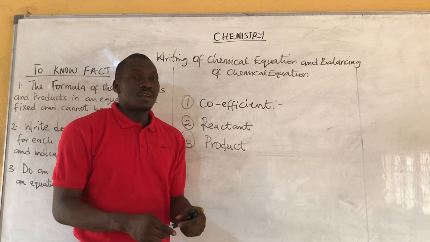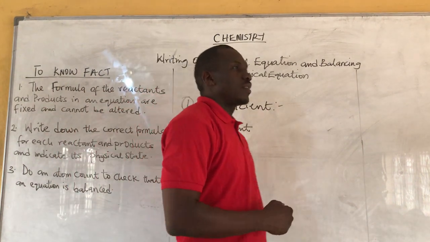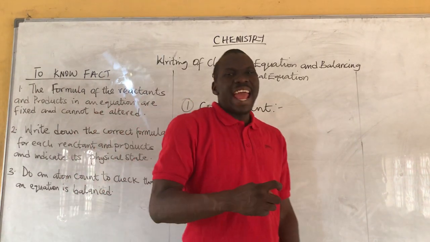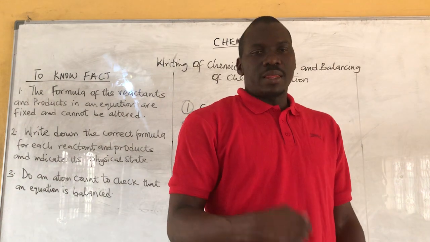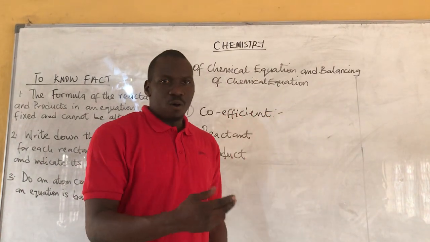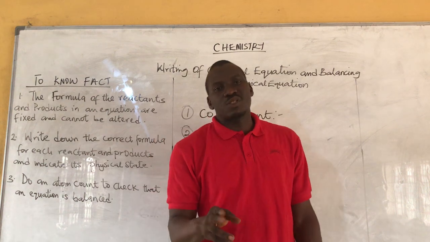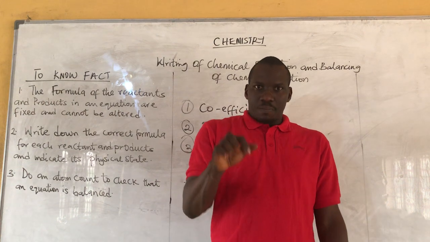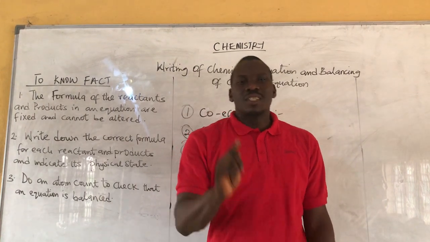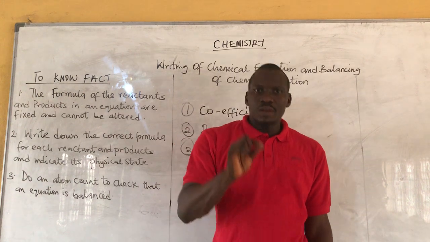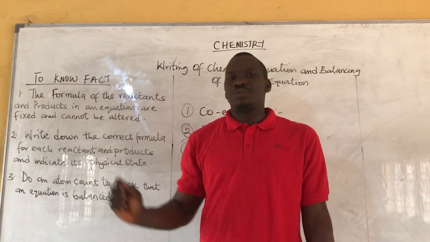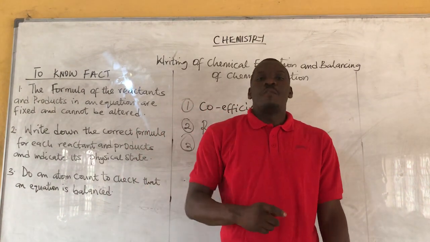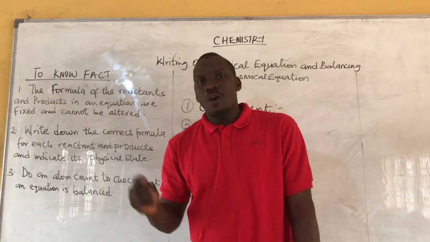Coefficients are the numbers that follow or come before every element or any element in the reaction. So the coefficient helps us to identify the number of atoms in a compound, or the number of atoms that is reacting, or the number of atoms that is formed. Coefficients enable us to represent the number of moles of the reactants, the number of moles of the products.